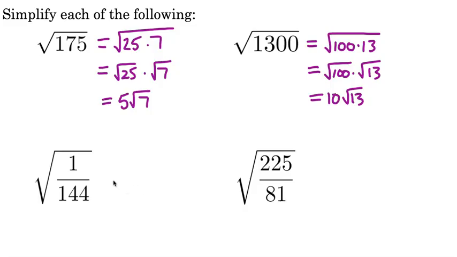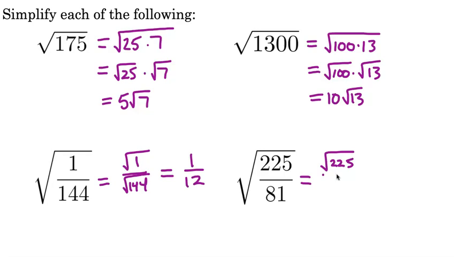So the square root of 1 over 144. So as we pointed out earlier, we can rewrite this as the square root of the numerator over the square root of the denominator. The same way that we can break up a product inside of the radical, we can break up a quotient. And then this is going to be equal to 1 over 12, since both 1 and 144 are perfect squares. Same thing here. We can rewrite as the square root of 225 over the square root of 81. And that's going to be 15 over 9, since they are both perfect squares.